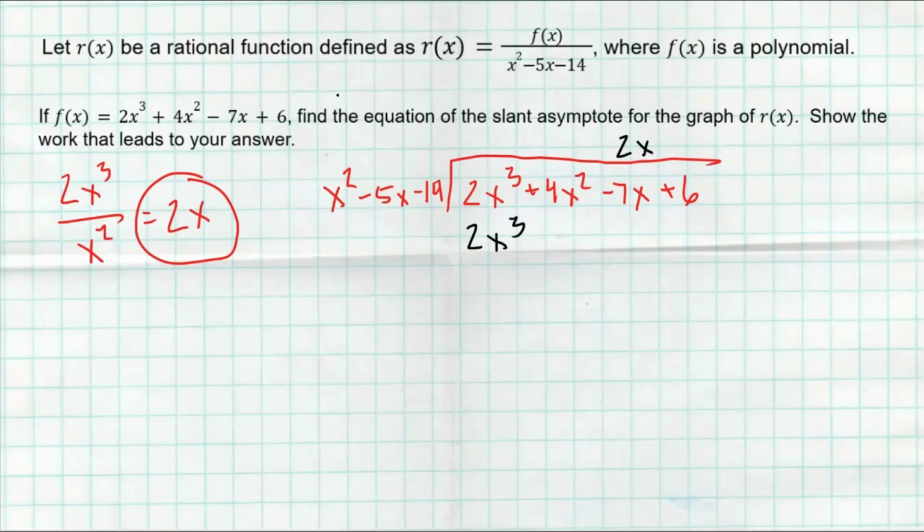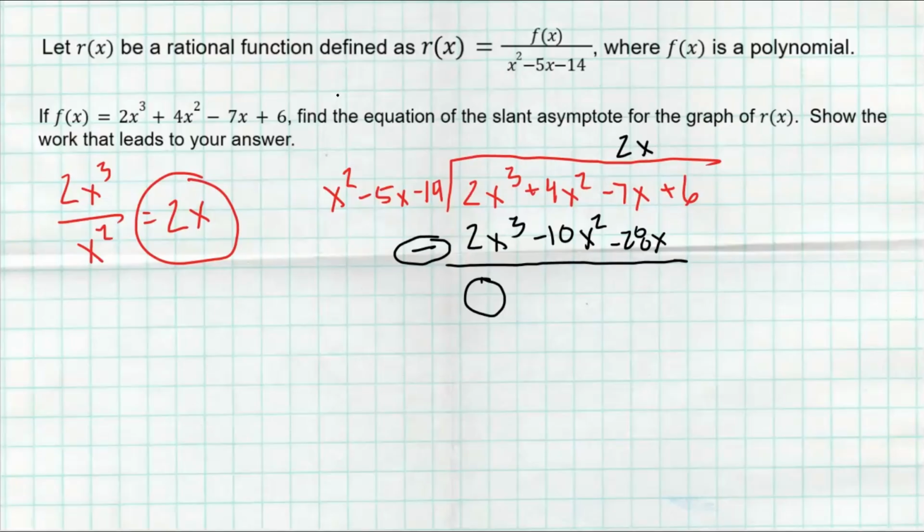Negative 5x times 2x is negative 10x squared. And negative 14 times 2x is negative 28x. Now for the one thing that a lot of students mess up is they subtract. You have to subtract these values. So 2x cubed minus 2x cubed is 0. That's exactly what I wanted to happen.